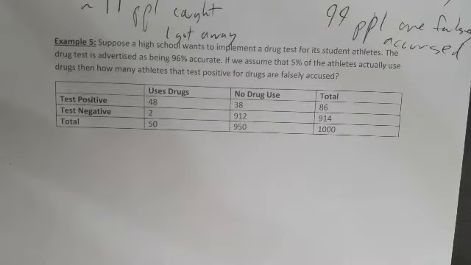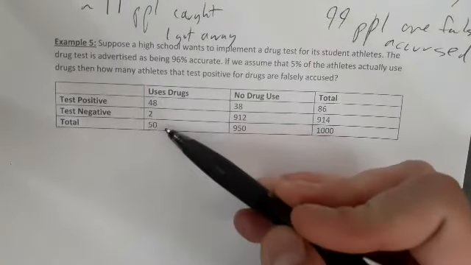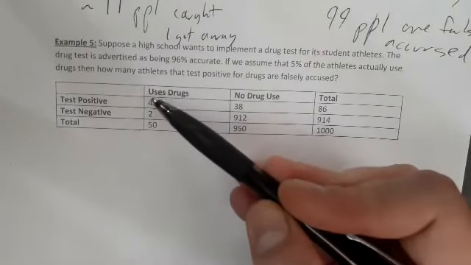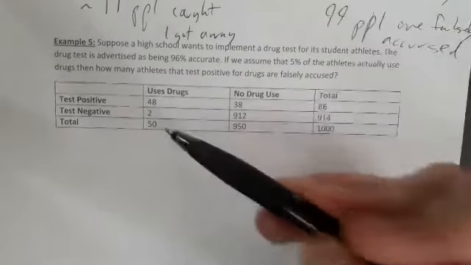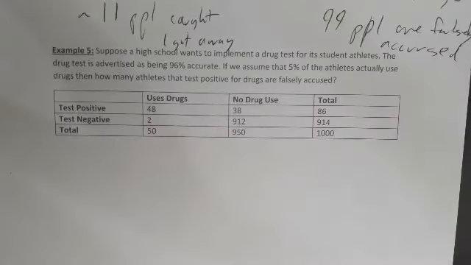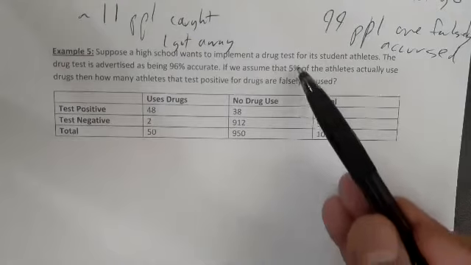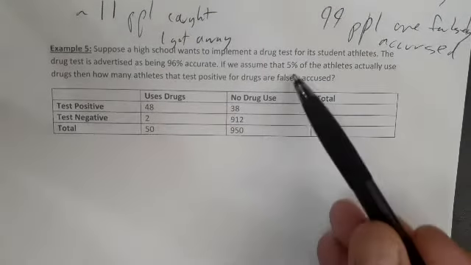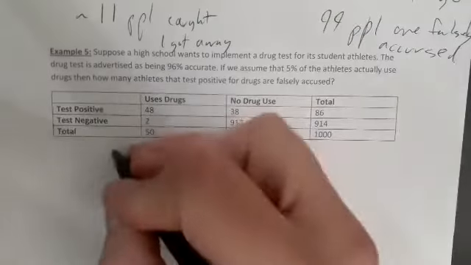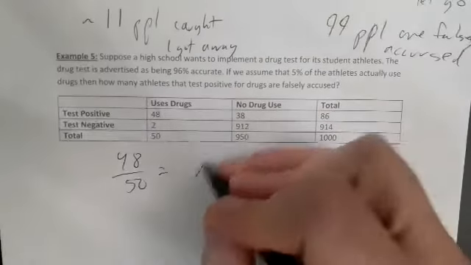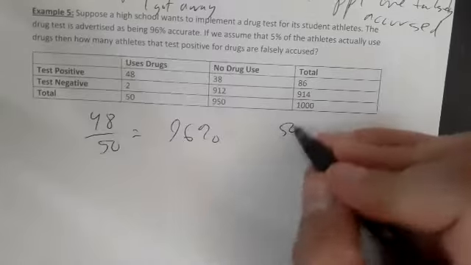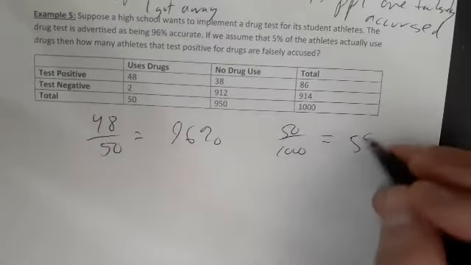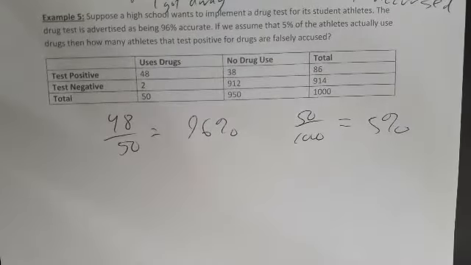The drug test is advertised as 96% accurate. So where are they getting this 96% from? I believe it's the 48 out of the 50. Given that they use drugs, what are the odds that it will pick it up? So 48 out of 50 will give you the 96%. And 50 out of 1,000 gives us the 5%. So just a quick review on where that is coming from.